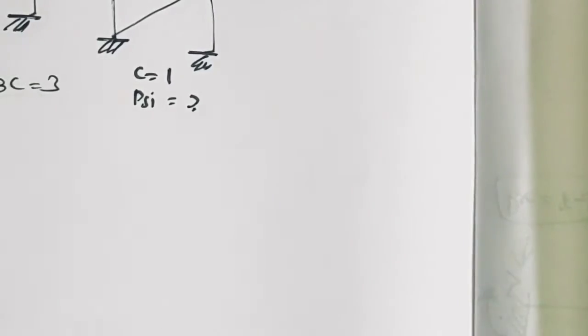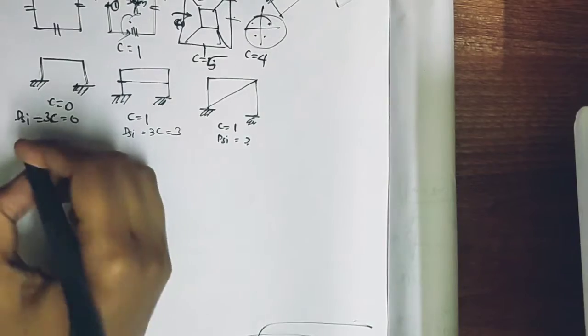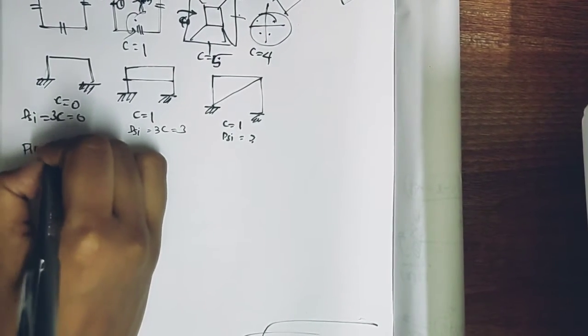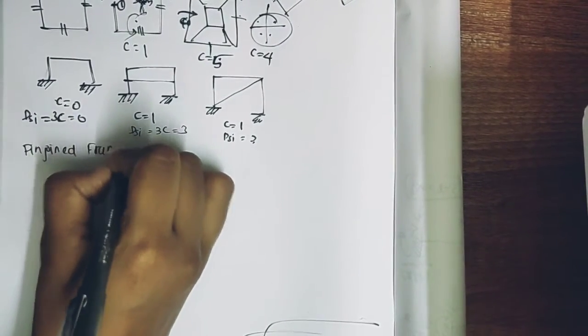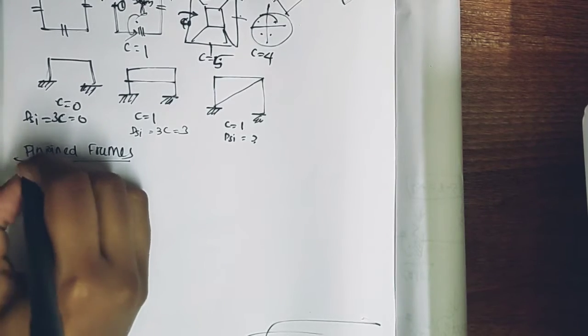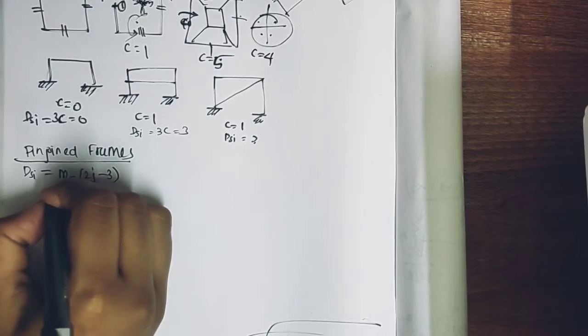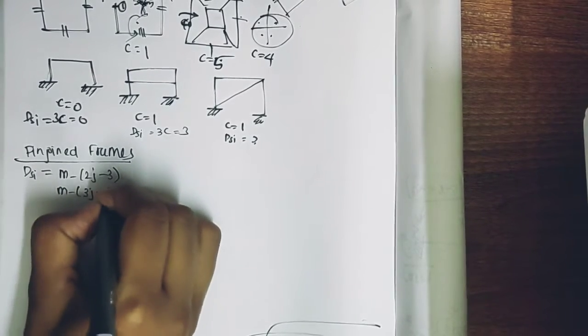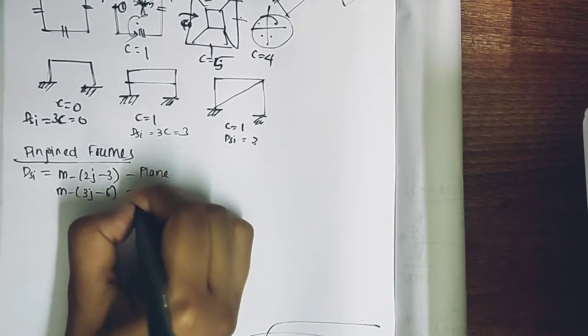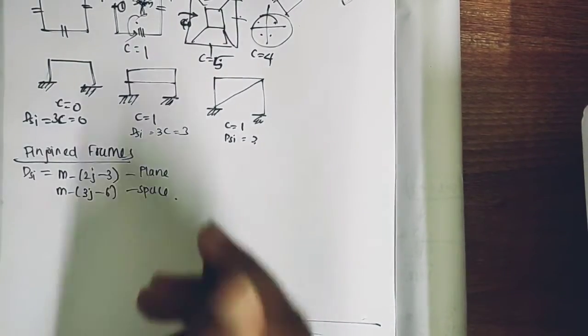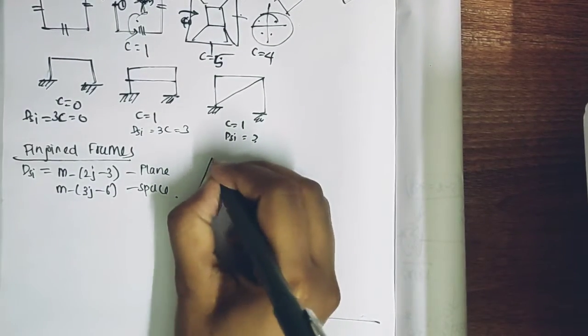We have found this for rigid joint frames. Next we can find the same for pin joint frames. For pin joint frames, it is not 3C or 6C. The formula is DSI equal to M minus 2J minus 3 for plane frames, and M minus 3J minus 6 for space frames. I'll show you with an example.